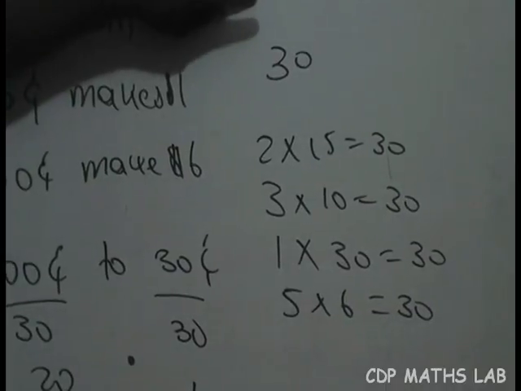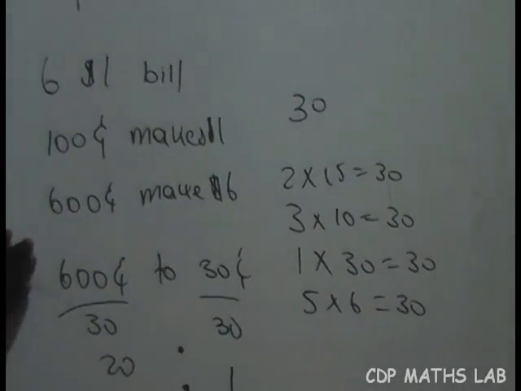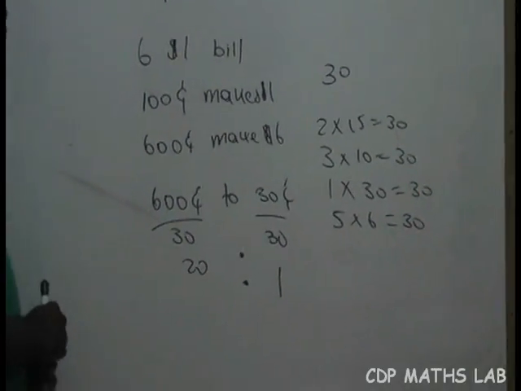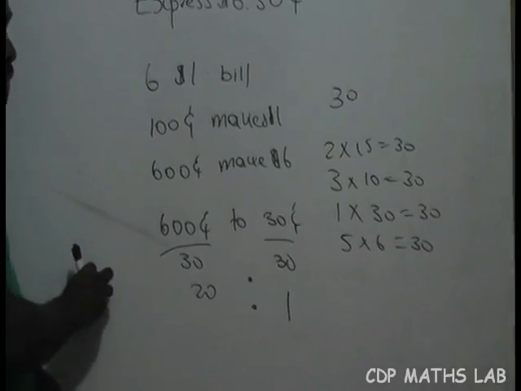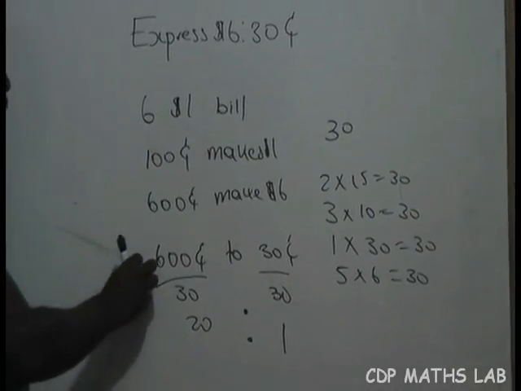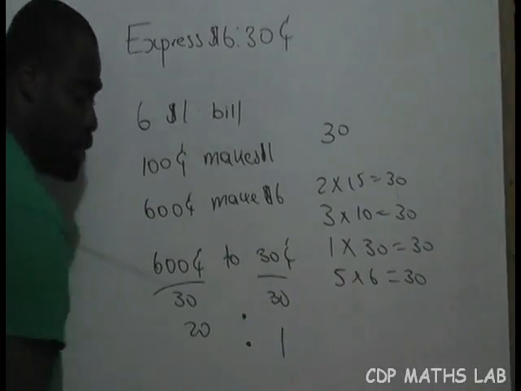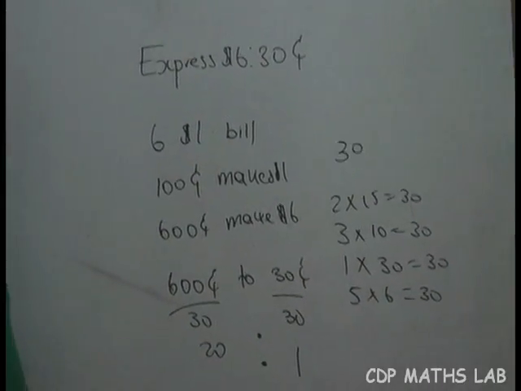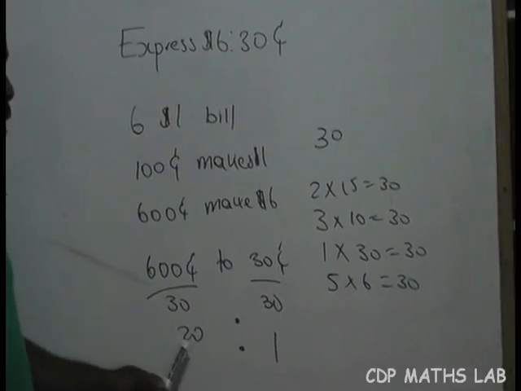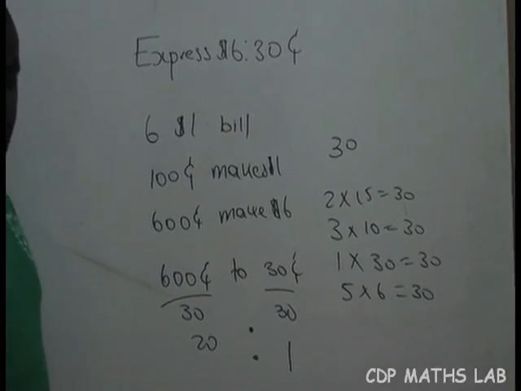and those will be your factors of 30. And you can go ahead now and find factors of 600, and you realize that the highest common factor of 600 and 30 would have been 30. So we use the highest common factor to divide both numbers to get the lowest ratio.